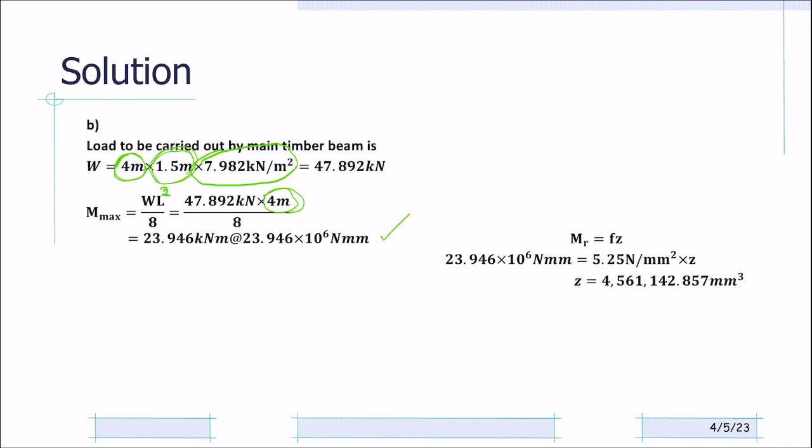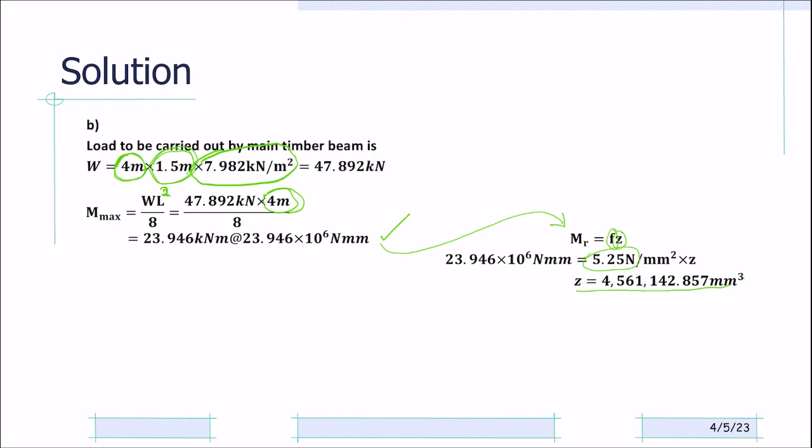We're going to calculate the value of Z sebab kita nak dapatkan the depth, which means Z is the one that we need to find. So M maximum that we get from here, we just insert into this formula, and the F for the beam is given in the question, which is 5.25, which at the end you will get this value.